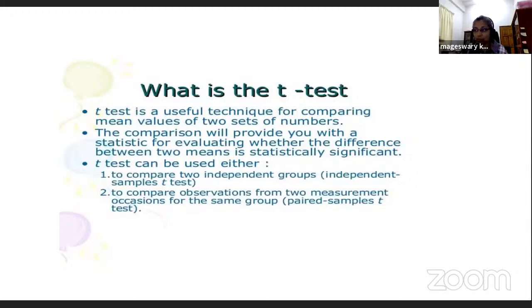Okay, you are not comparing between two groups. Your t-test compares two means. That one you have to be very clear. T-test compares two means. Now, what are the means you are comparing? If the means are from two different groups, you use independent sample. But if the means are from the same group, you use paired sample t-test.